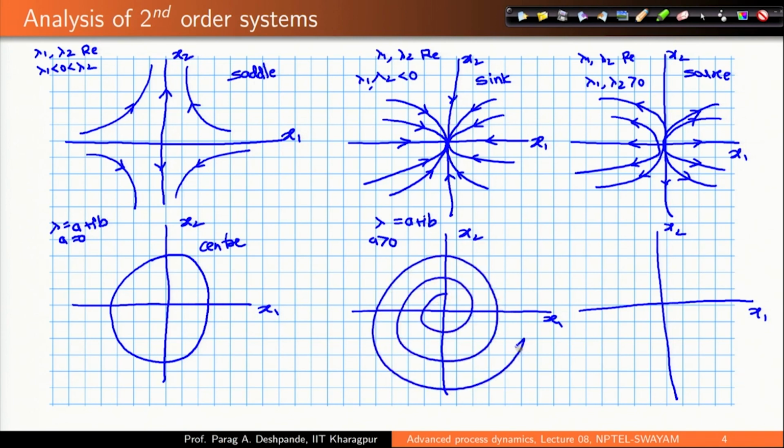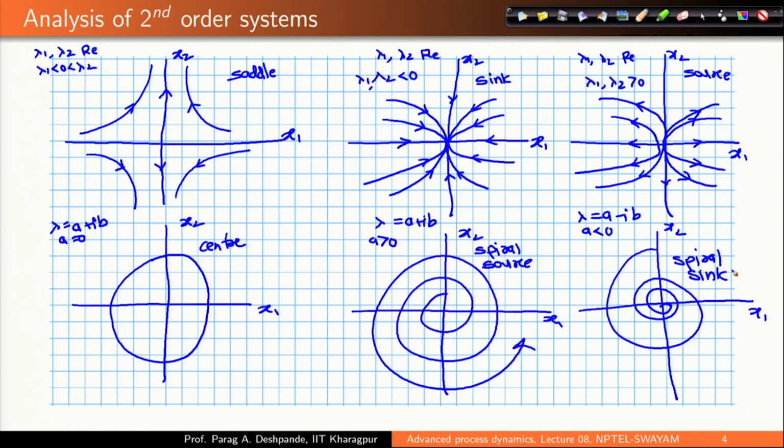When lambda is equal to a plus i b, where a is greater than 0, your solutions look like this, and these are called spiral source. And lambda is equal to a minus i b, where a is less than 0, you get spiral sink solution.